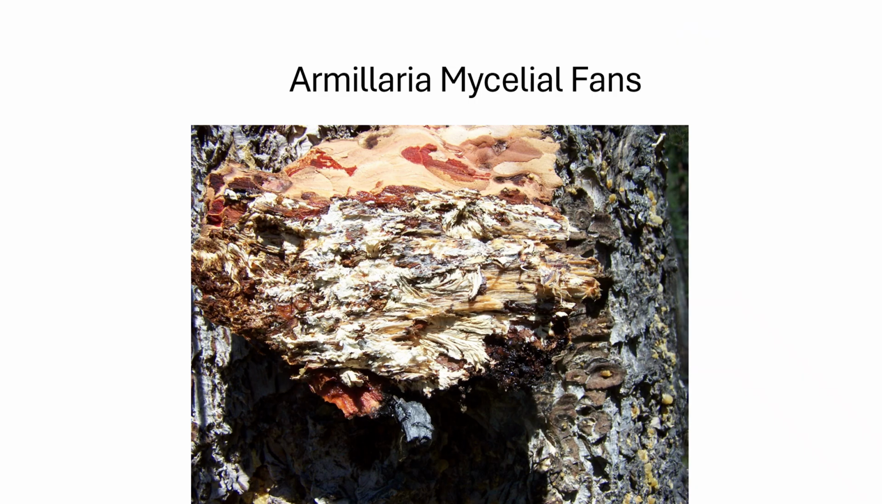The easiest way to identify armillaria is by these mycelial fans that form underneath the bark. This is a piece of bark that's been flipped over, and you can see the characteristic fans growing under the bark in the cambial layer. This is the easiest way to identify armillaria root disease.